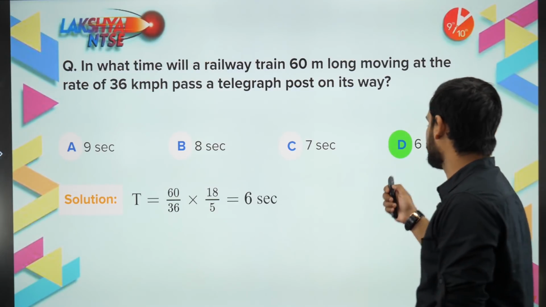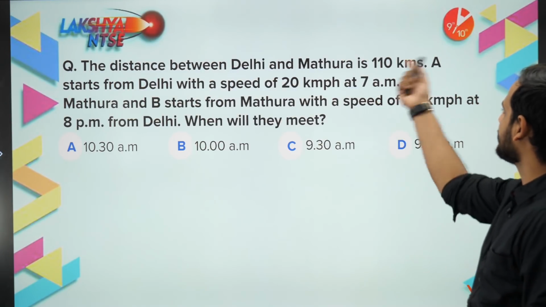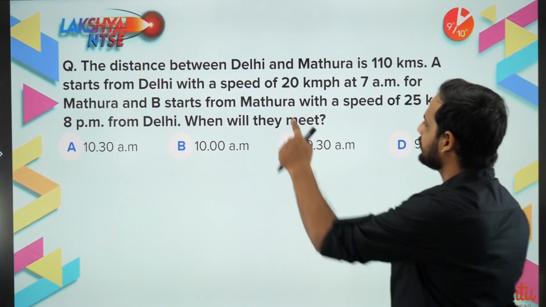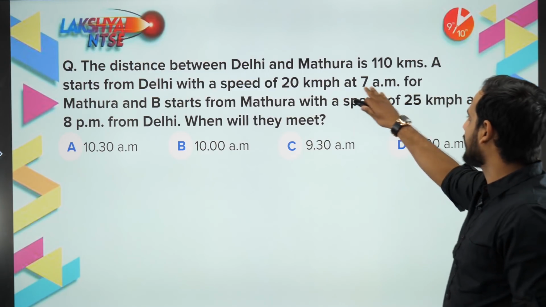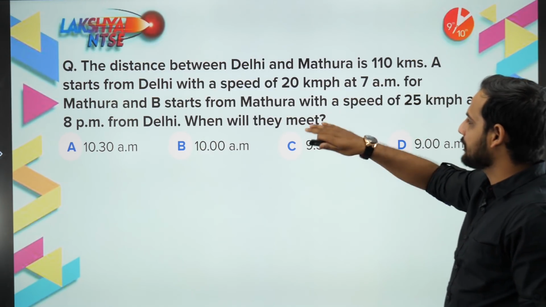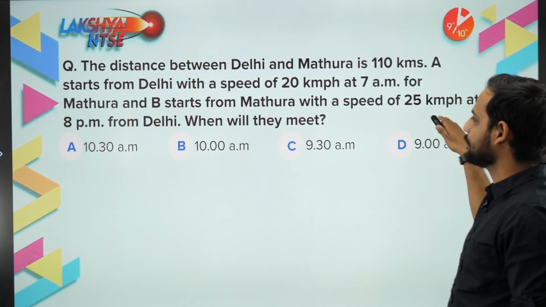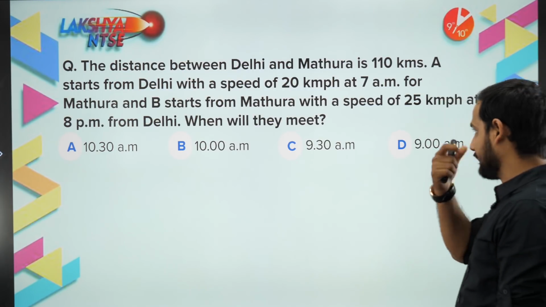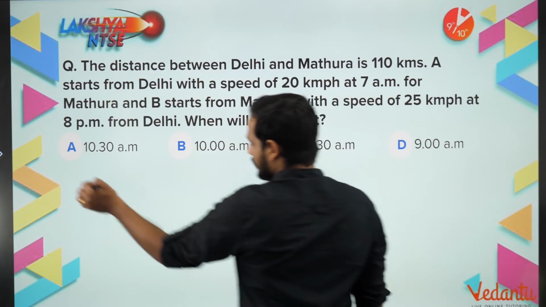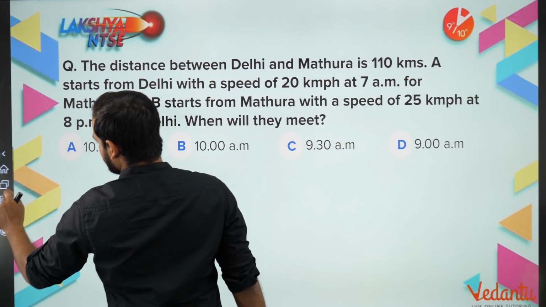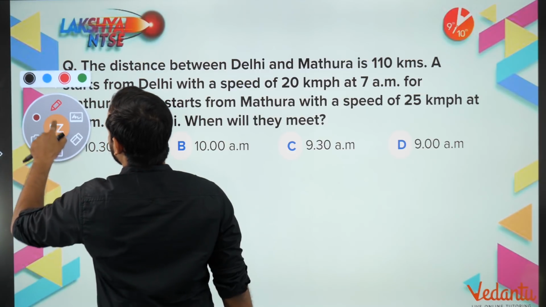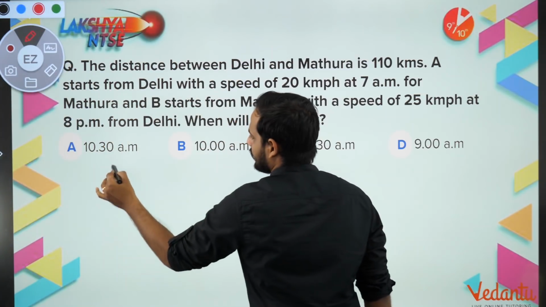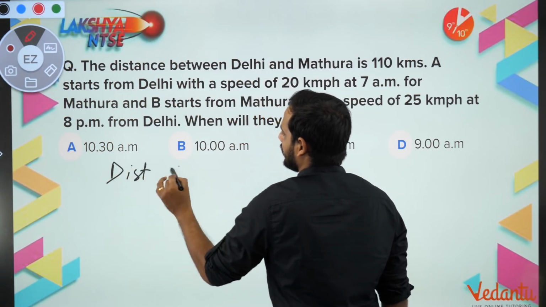Okay, so the correct answer is 6 seconds. Now the distance between Delhi and Mathura is 110 kilometers. A starts from Delhi with a speed of 20 km per hour at 7 a.m. for Mathura. B starts from Mathura with a speed of 25 km per hour at 8 a.m. from Delhi. When will they meet? Now let us see one thing. What is the total distance? 110. So we will say that distance is 110.